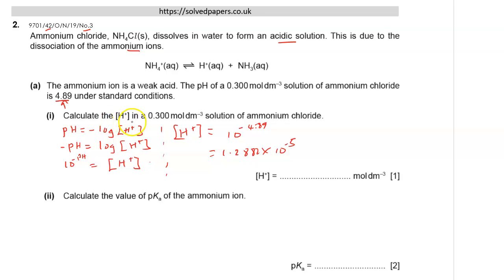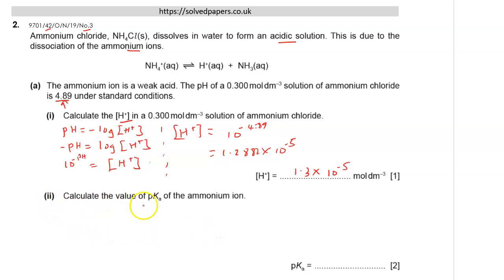We are looking at the concentration of hydrogen ions here. So this is approximately 1.3 times 10 to the power of minus 5 moles per dm cubed.